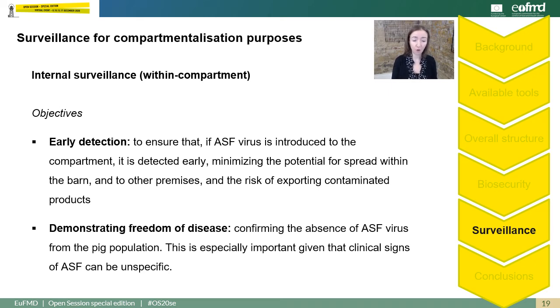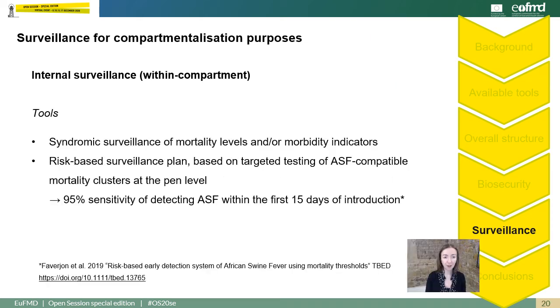The second objective of internal surveillance is to demonstrate freedom of disease. The surveillance system in place must confirm the absence of the disease in the pig population under surveillance. This is especially important when talking about African swine fever, because the clinical sign of the disease can be quite unspecific. Different tools are available to meet these objectives. The first one is syndromic surveillance. The idea here is to continuously monitor mortality levels and/or some morbidity indicators and to raise an alarm every time something abnormal is detected in the pig population.